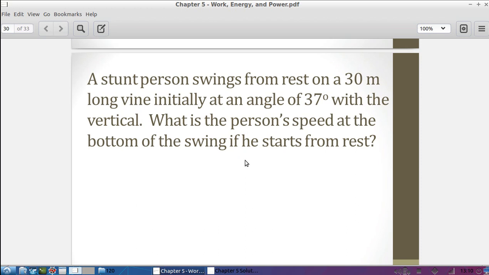So we're picturing a person kind of standing on a platform, holding on to this vine, and the vine is at an angle of 37 degrees with the vertical. What does that mean? I'll show you the picture I drew, and then I'll show you how to identify what that angle is. So it swings down, and it comes to the bottom of the swing, but that person is moving, and we're asking for that person's speed when they get to the very, very bottom of their path.